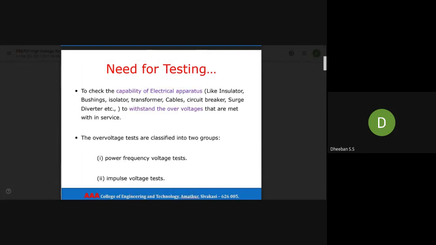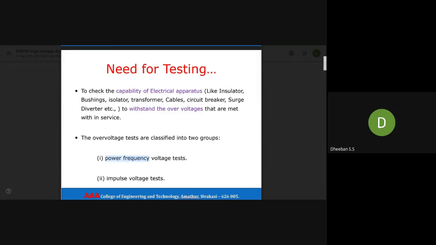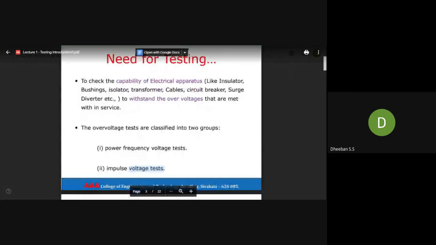Generally these testings will be done in two categories. These two categories you already know. One is power frequency voltage testing and the other is impulse voltage testing. Power frequency is nothing but the domestic frequency through which your voltages are supplied. It is nothing but 50 hertz. The impulse voltage tests are carried out for a very short time period. So this is the necessity of testing.